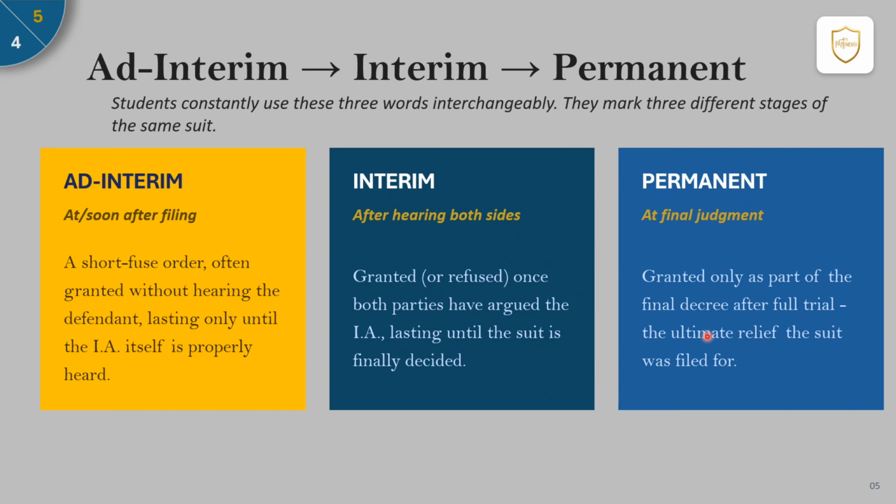So today's application, our IA under Order 39, Rule 1 and 2, is asking for the first two: an ad interim order right away, and an interim order to follow once the defendant has had a chance to respond.